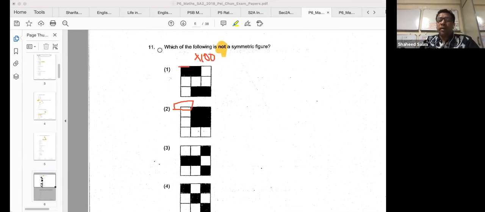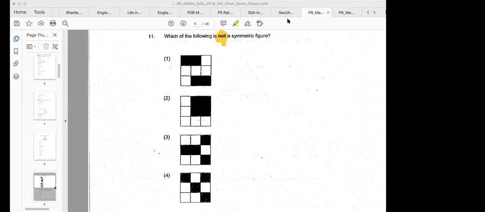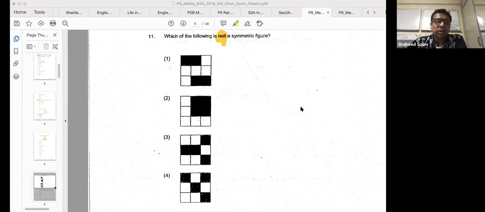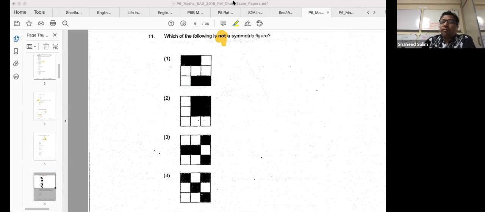Which one now is not symmetrical? Okay, Akil, what's your answer for 11? Izzat, you got your answer. Shakil, you can show your answer anytime. I think it's 4. Okay. Izzat says 1. Akil, what do you say? It's one. Okay. But let us see. Our brother says 4, so we're going to show him this is symmetrical.